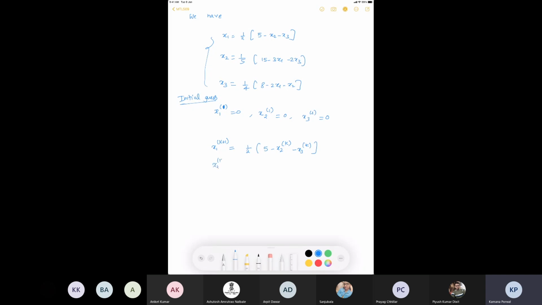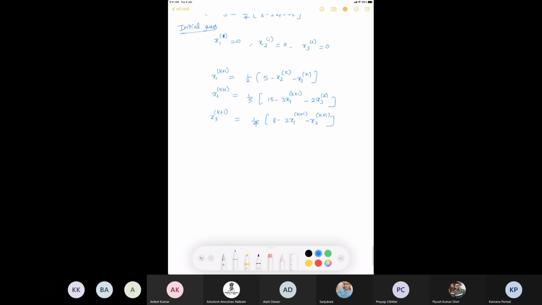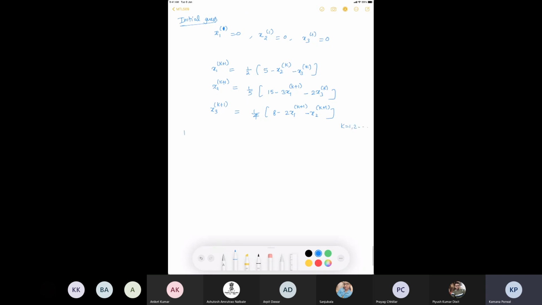So that I will use in x2. So here instead of k, I will use k plus 1. And x3 I don't know yet, so I will use it from the iteration level k. And now for x3, I have the information for both x1 and x2. So that is what I'm going to use. So 8 minus 2x1 from k plus 1 minus x2 from k plus 1. Okay, so let's generate a few iterations and see what we get as an approximation. So this is iteration 1.